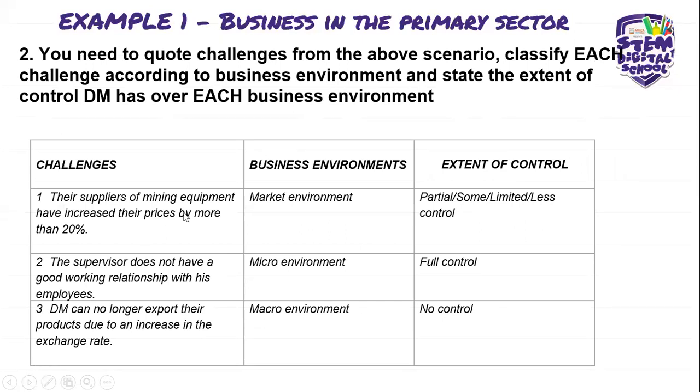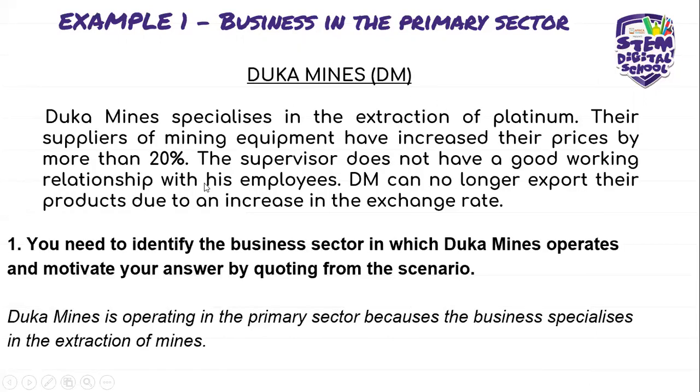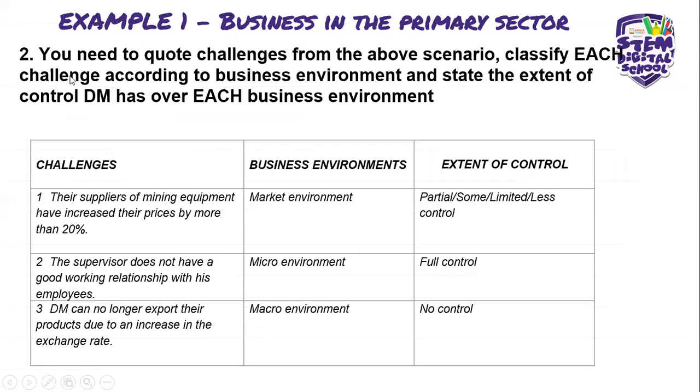Now let's look at number two. We're still on our entity, Duka Mines, your DM, basically. Number two says you need to list the challenges from the above scenario. Classify each challenge according to the business environment and state the extent of control DM has over each business environment. So we must identify the challenges and classify which business environment these challenges fall under, and also identify the control, whether it's full control, semi-control, or no control at all.